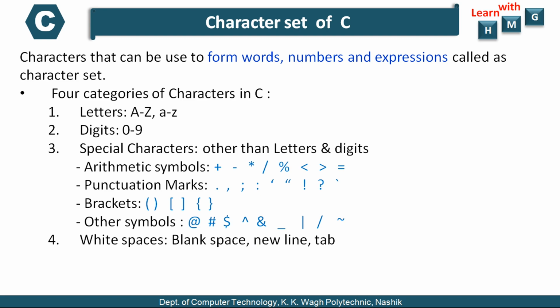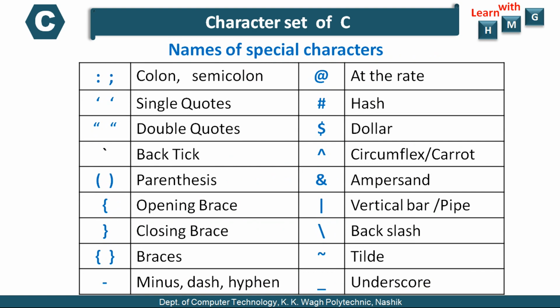The fourth category is white spaces, which is nothing but the blank space, a new line character or a tab character. So these are the four categories of a character set, and whenever you are writing a C program, you have to use all these characters. Remember one thing: C is a case sensitive language. Whenever you are using letters or alphabets, the small letters are not equal to the capital letters, and the C compiler considers lowercase and uppercase letters as different.